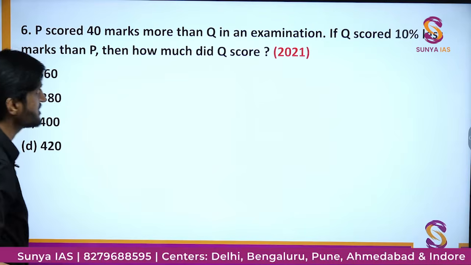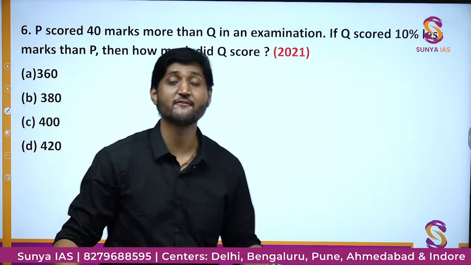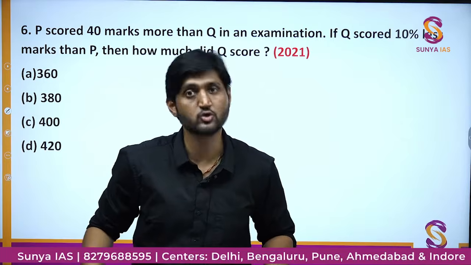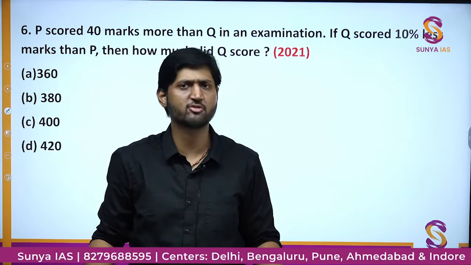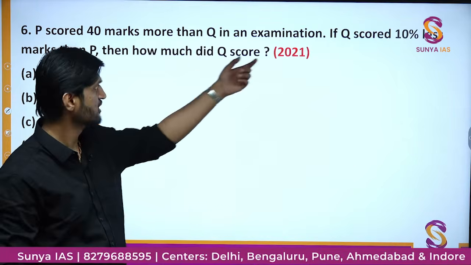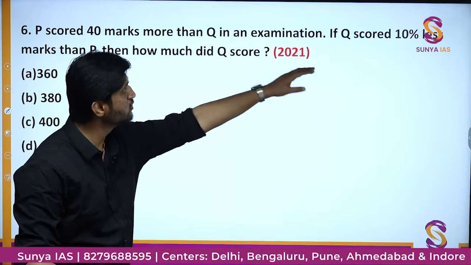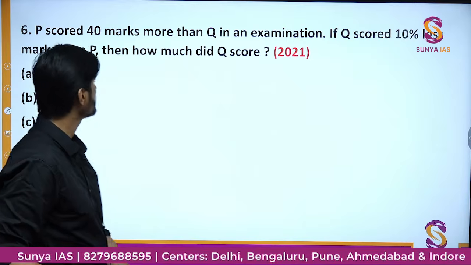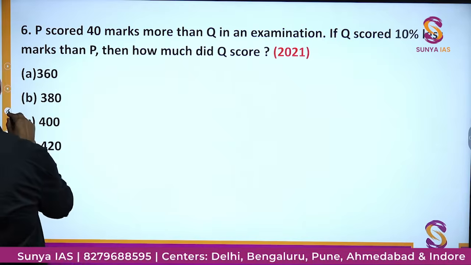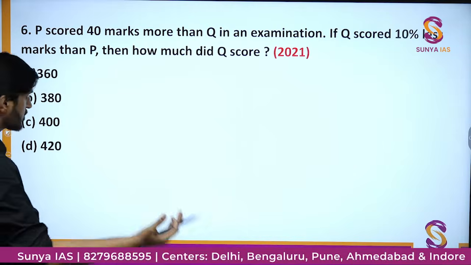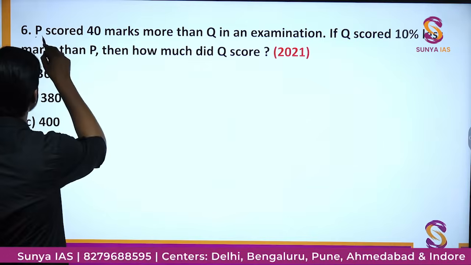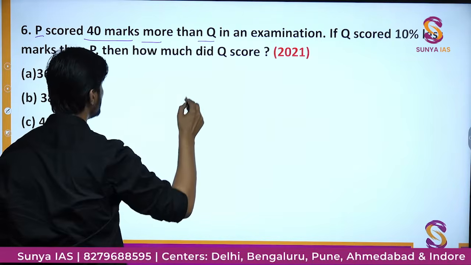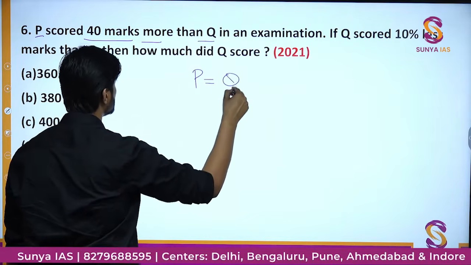Look at this question, and this might remind you of just the previous question we had. So UPSC is having very similar questions, just the names of the people are changed. So from A to B there is P and Q, and there are just minute changes in the data and so on. What we'll do, we'll just repeat the same process we did earlier. So P scored 40 marks more than Q, which means P is nothing but Q plus 40.